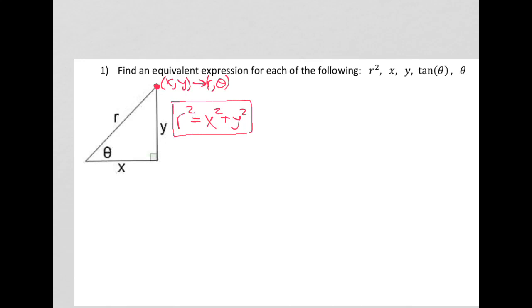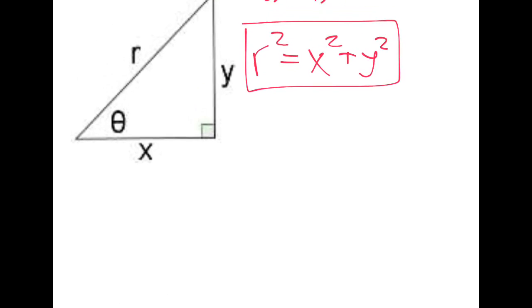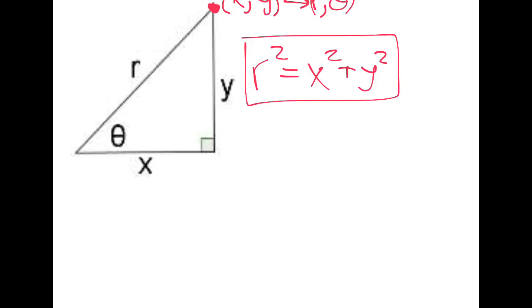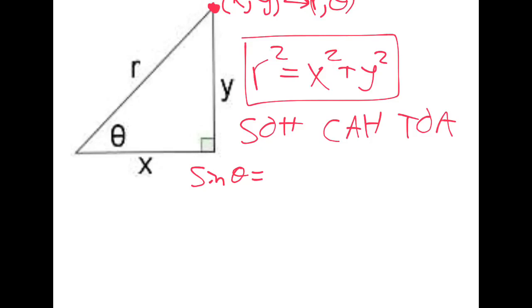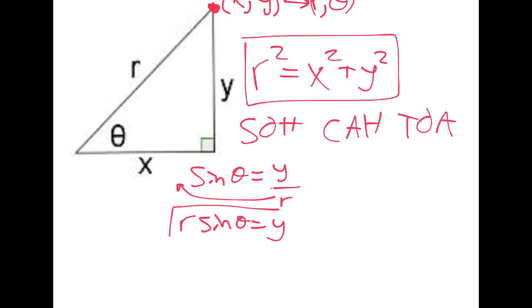Well, we want to come up with an expression for x in terms of r and theta, and then another expression for y in terms of r and theta. So to do that, we're going to need to use some trig. So let's use some SOHCAHTOA here. SOH says that the sine of theta is equal to the opposite side, which is y, divided by the hypotenuse, which is r. And if we wanted to solve this for y, we could multiply the r up and get r sine theta equals y. So there's a nice relationship there that we can use.